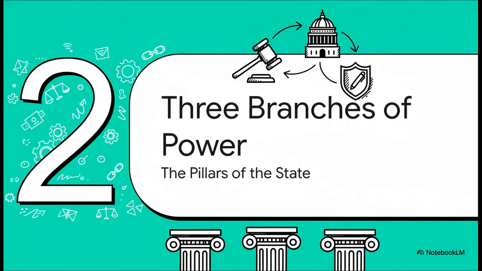So, how is this government actually structured? Well, like a lot of modern democracies, it isn't just one big block of power. It's built on three distinct pillars. It's that classic separation of powers idea, designed to create a system of checks and balances.